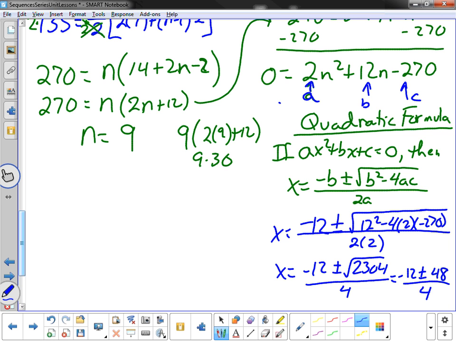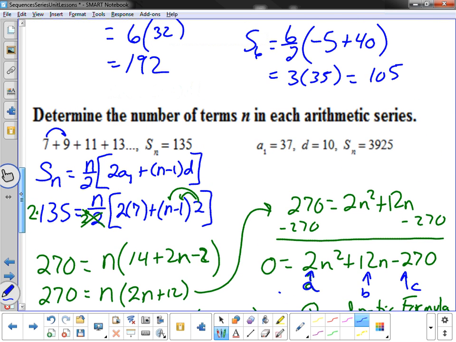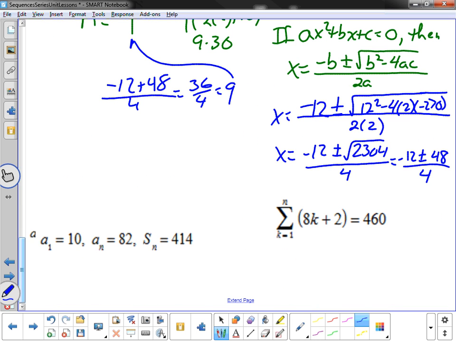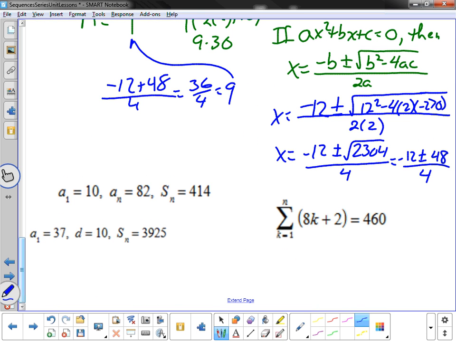Well, a negative 12 minus 48 gets me a negative number, so that's out. So a negative 12 plus 48 over 4 would get me 36 divided by 4, which gets me 9. I got the same number as if I was doing it by guess and check. Okay, I know my time's running short here. So let's grab this other problem, bring it down here. Okay, so got a couple problems here.